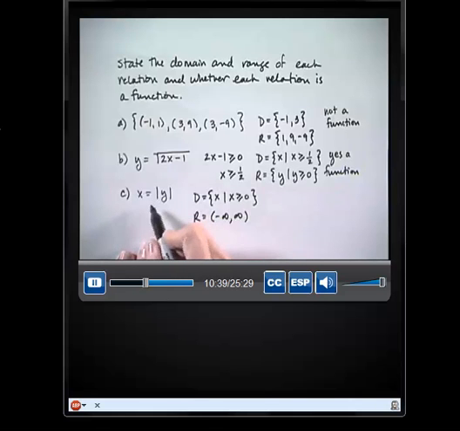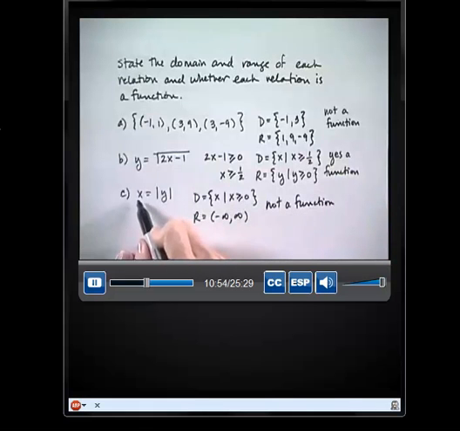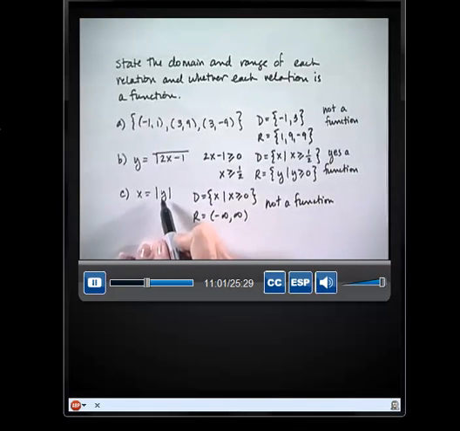Now, is this a function? For some particular x, is there more than one y that would correspond to that? And the answer to that is yes, which makes this not a function. For example, if x were 2, y could be either 2 or negative 2. So one first coordinate corresponds to two different second coordinates.